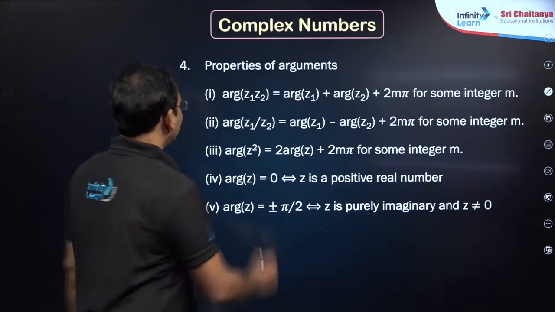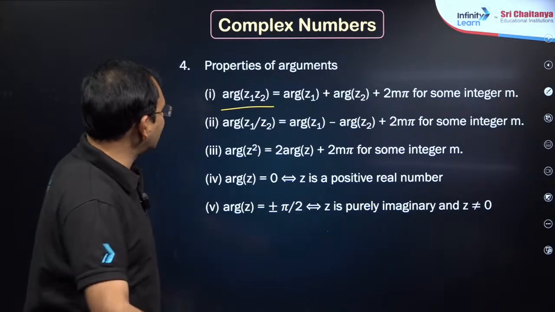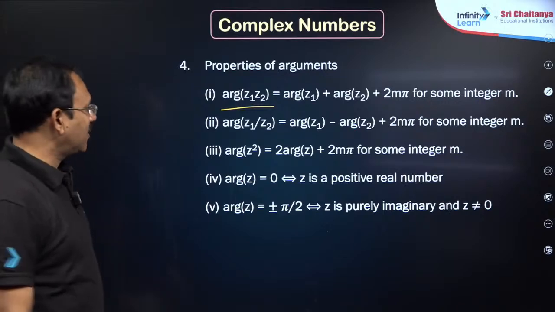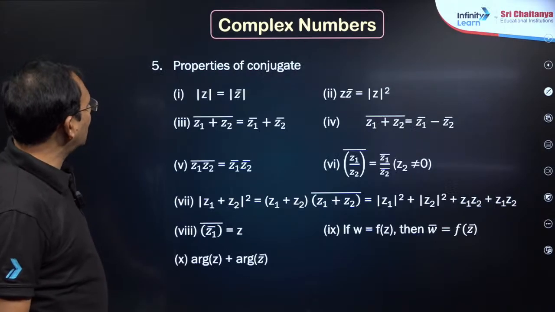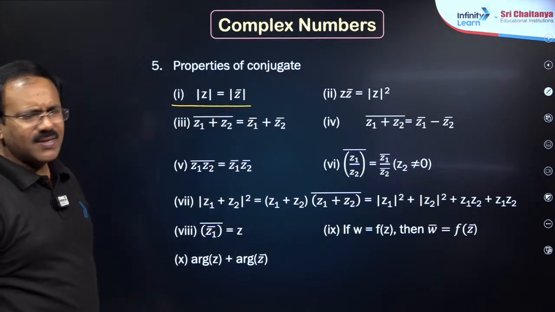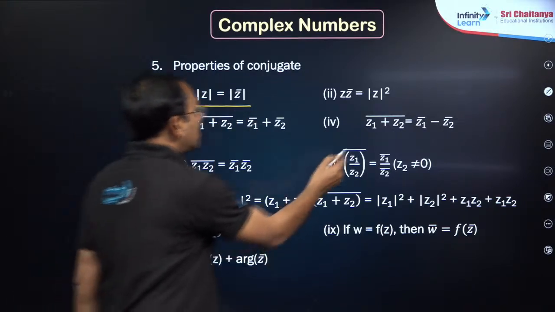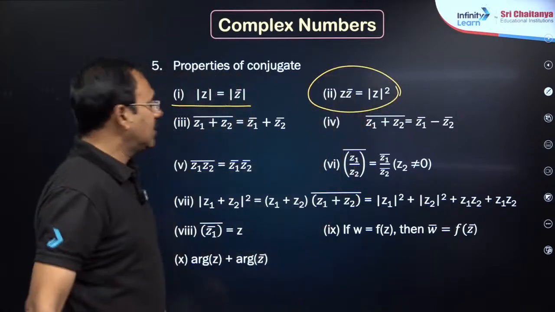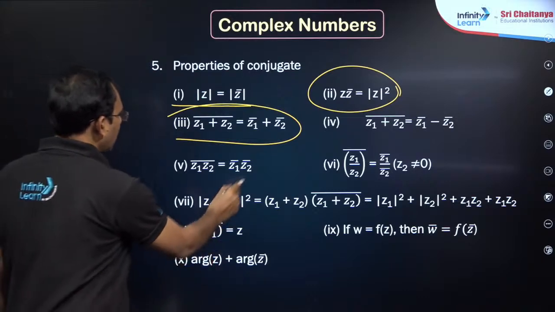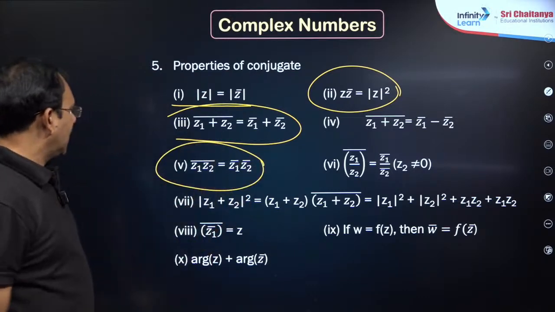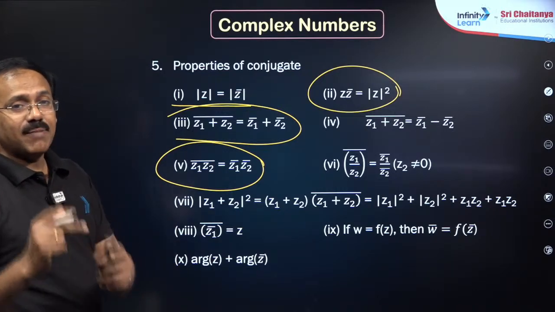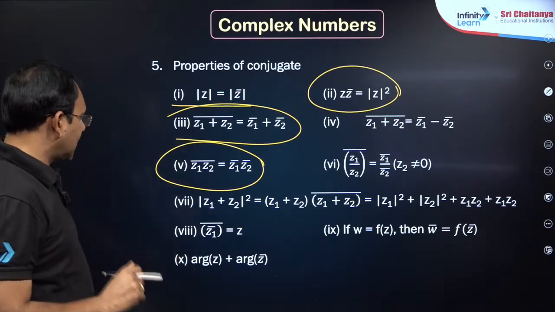Argument of Z1 Z2 is argument of Z1 plus argument of Z2. So argument of Z1 by Z2 is argument of Z1 minus argument of Z2. Don't worry, so argument is fine. Modulus of Z and modulus of Z bar will be the same, root of a square plus b square. Z into Z bar is mod Z square, very very important. Conjugate of Z1 plus Z2 you can write as Z1 bar plus Z2 bar, and conjugate of Z1 Z2 you can write as Z1 bar into Z2 bar. And a complex number's modulus square is nothing but multiplying it with its conjugate, Z into Z bar. That is the point.